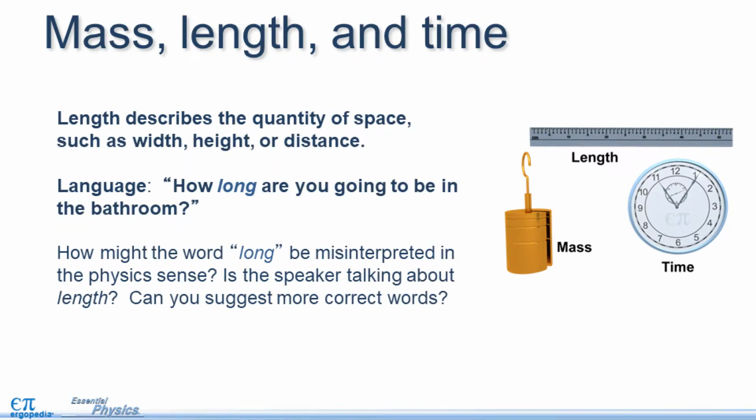Length describes the quantity of space, such as width, height, or distance. So if we heard the following sentence, how long are you going to be in the bathroom? How might the word long be misinterpreted in the physics sense? Is the speaker talking about length? Can you suggest more correct words? Go ahead and write those in your notebook now. Pause the video if you need to.